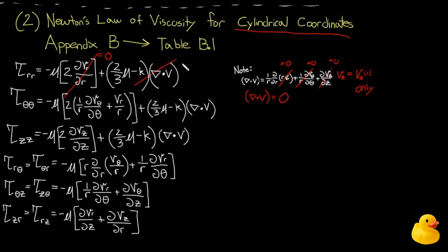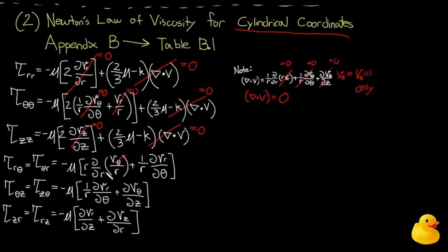So that all goes to 0, and now we go to the next one. Like I said earlier, this goes to 0. There's no radial velocity, that goes to 0. This whole thing goes to 0. And now the next one, like I said, there is axial velocity, but it doesn't depend on the z. It depends on the radius, so that goes to 0. This goes to 0.